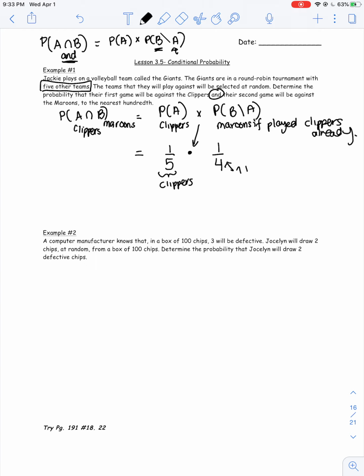So we have one less team, and that's why it is conditional probability, because our second fraction is being affected by what happened first. And lastly, all we have to do is put this into our calculator. It says it wants the answer to the nearest hundredth. So you're going to go 1 divided by 5 multiplied by 1 divided by 4, and you're going to get 0.05. So this is your probability of playing the Clippers first and then the Maroons.